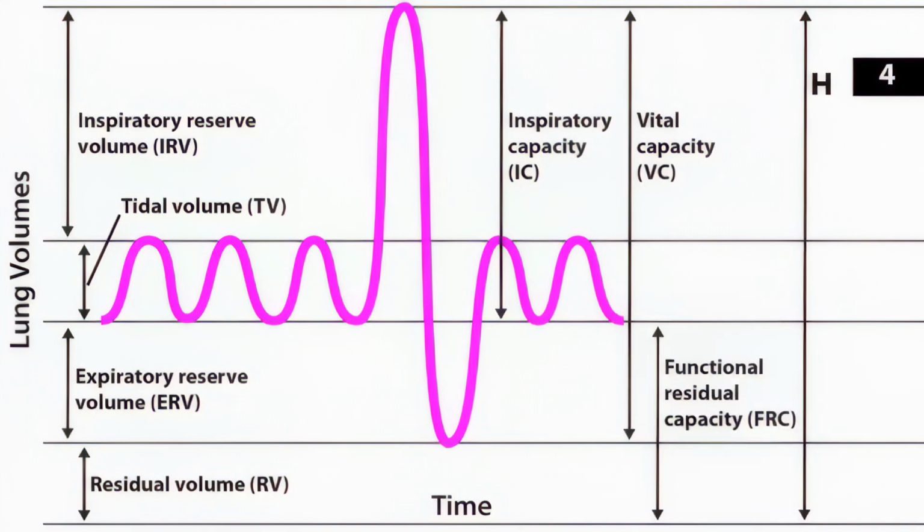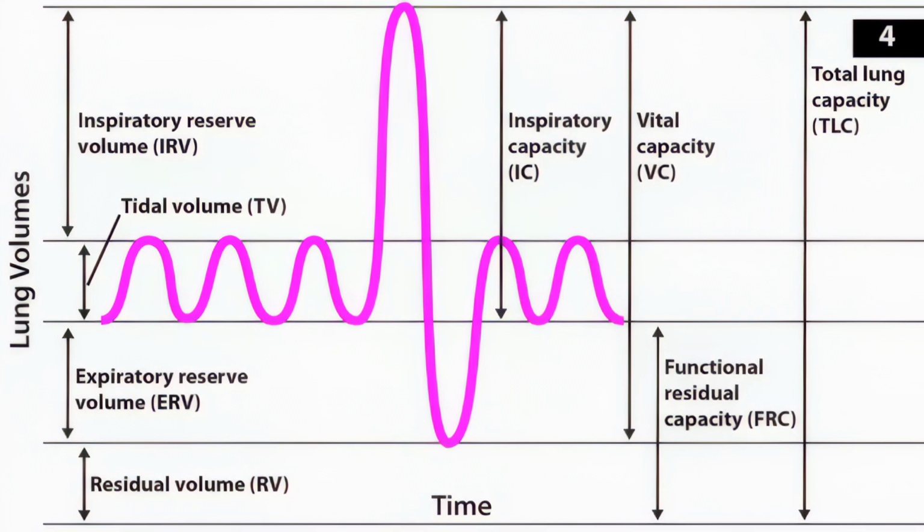G is called the functional residual capacity. This is the amount of air left in your lungs at the end of a normal relaxed expiration. It's basically the residual volume plus the expiratory reserve volume. And then H is the total lung capacity. So make sure you know what each of these terms means and how they relate to this diagram.